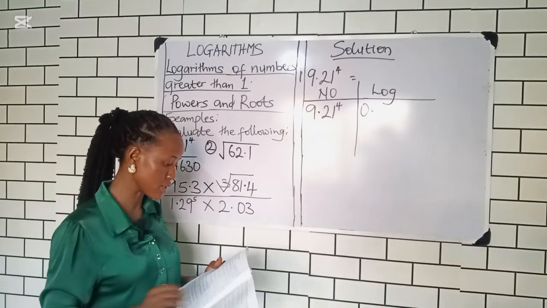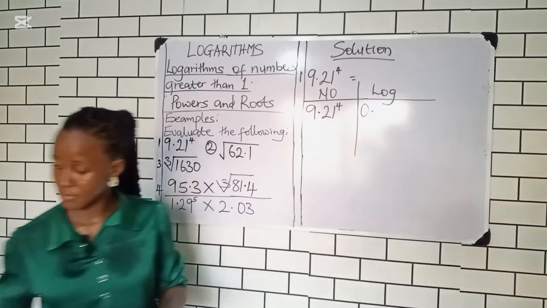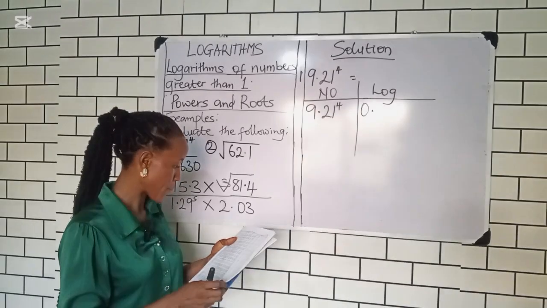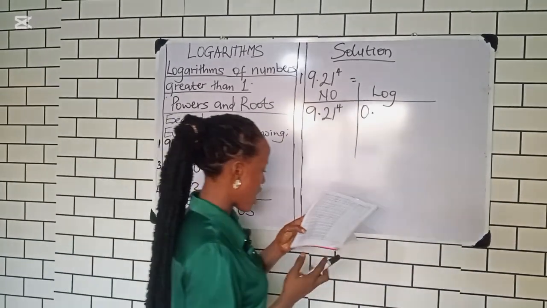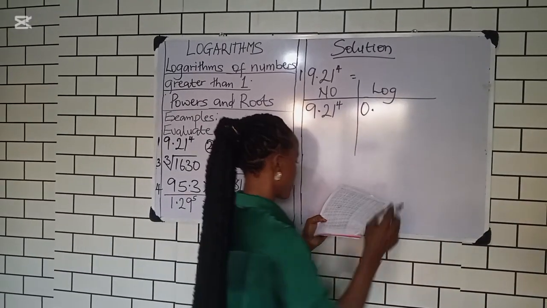Open the logarithm table. 92 under 1. We have 9643.